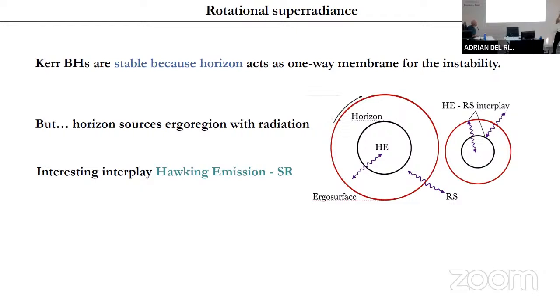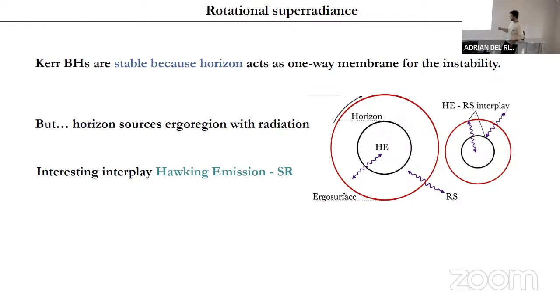Well, you know, horizons produce radiations, not only the gravitational ones, but also the analog horizons produce analog Hawking radiation, and that will be feeding the algorithm, and we cannot study rotational superradiants in isolation from other quantum effects, right? There is this interesting interplay between the Hawking effect and superradiants, but if we want to study superradiants in isolation, then we want to get rid of this. So how can we do this, right?